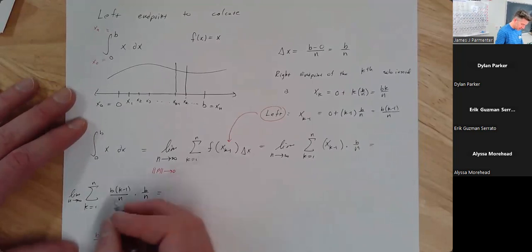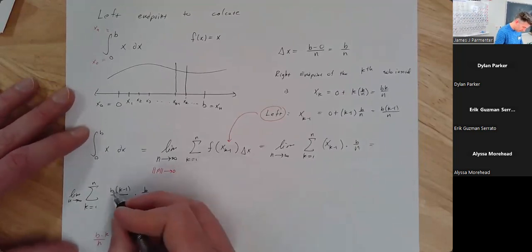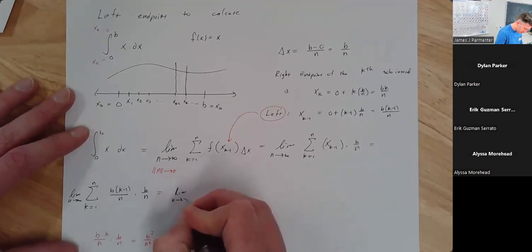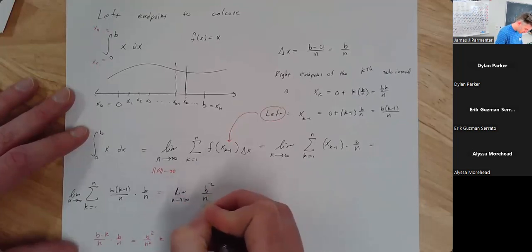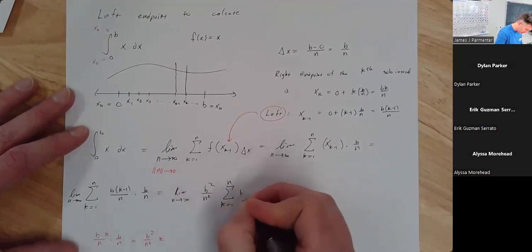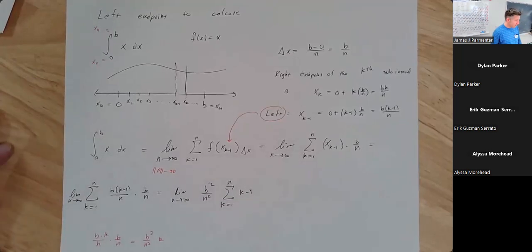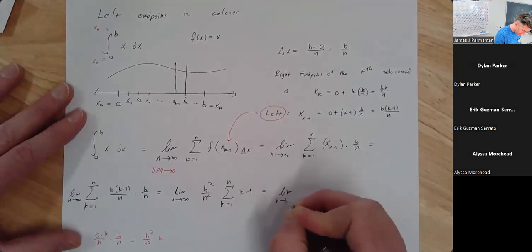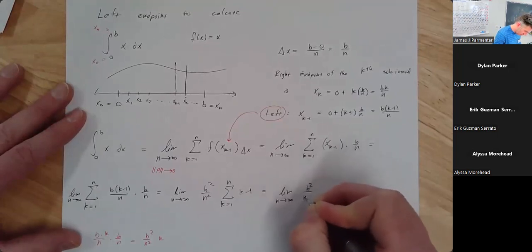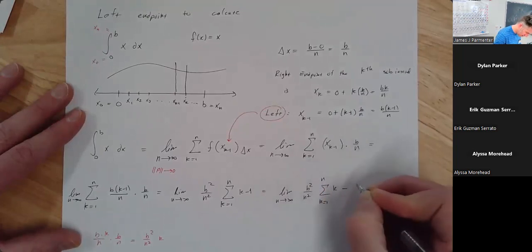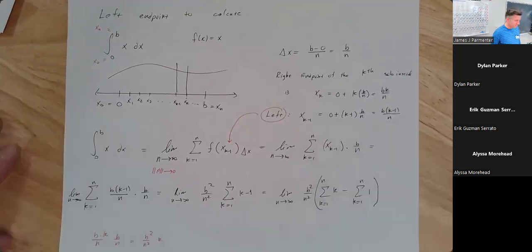More work this way, but I'm still going to do that. Still going to pull out the b squared over n squared after I write the limit, times the sum from k equals 1 to n of k minus 1. I guess I'll break that up into two summations. The limit as n goes to infinity of b squared over n squared times the sum from k equals 1 to n of k minus the sum from k equals 1 to n of 1. All that's times b squared over n squared.